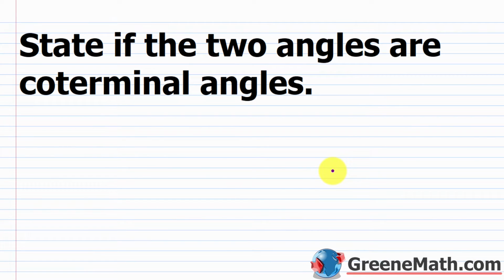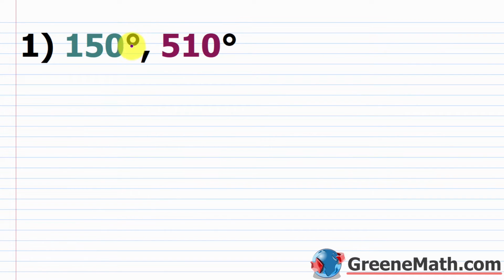Let's take a look at the practice test. We're told to state if the two angles are coterminal angles. And for the first problem, we have 150 degrees and 510 degrees. So how can we determine if these two angles are what we call coterminal angles? Coterminal angles have the same initial side and the same terminal side, but their measures are going to differ by some multiple of 360 degrees.